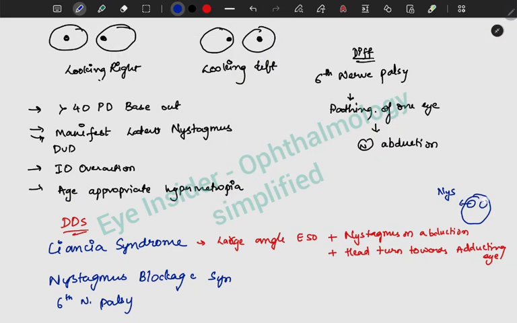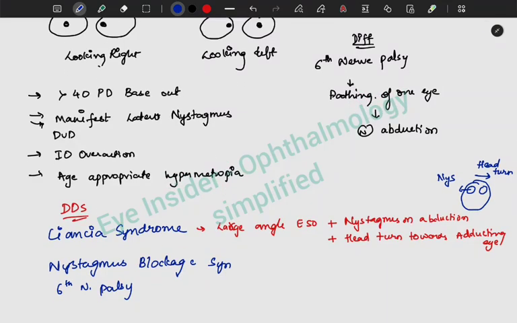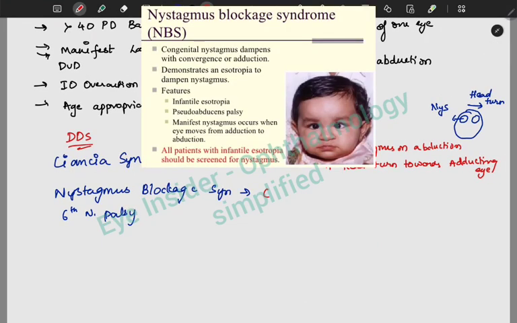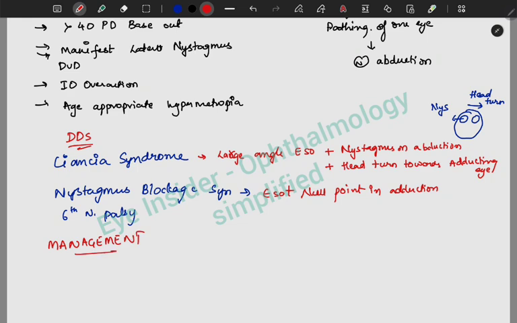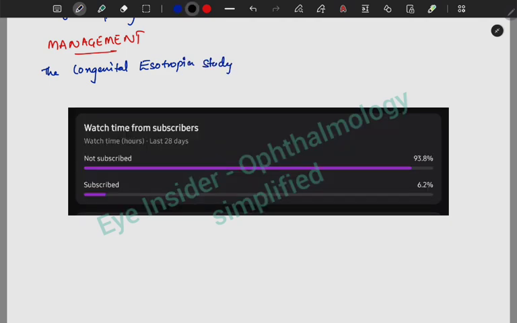You can see there is nystagmus on abduction and the head turn is towards the adducting eye, which is also the fixing eye. Nystagmus blockade syndrome is an esotropia which occurs to dampen the nystagmus. So the null point is in adduction. Management of this is based on the congenital esotropia study.